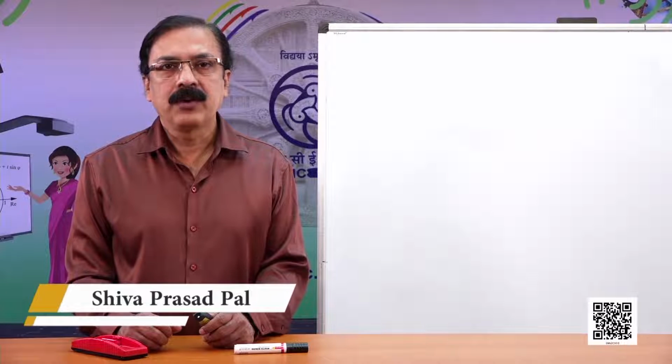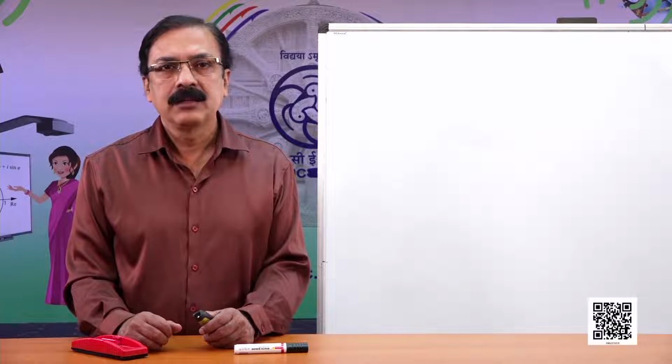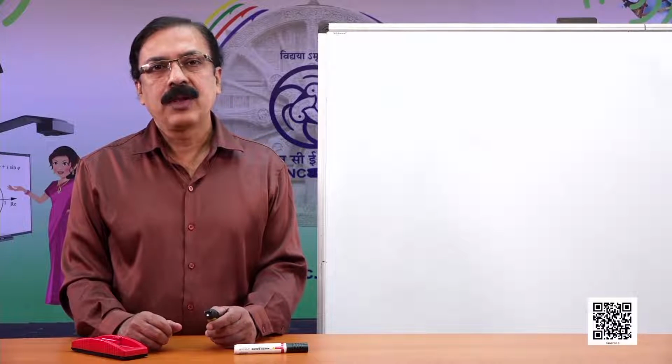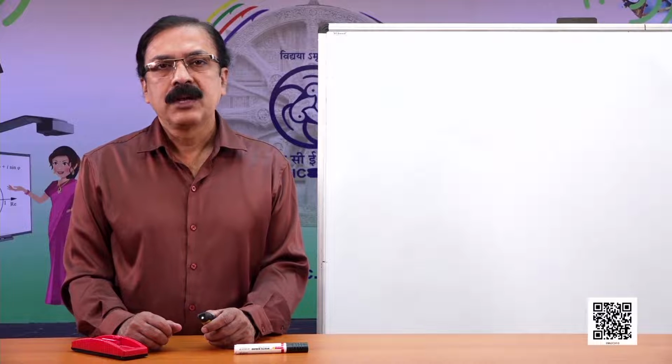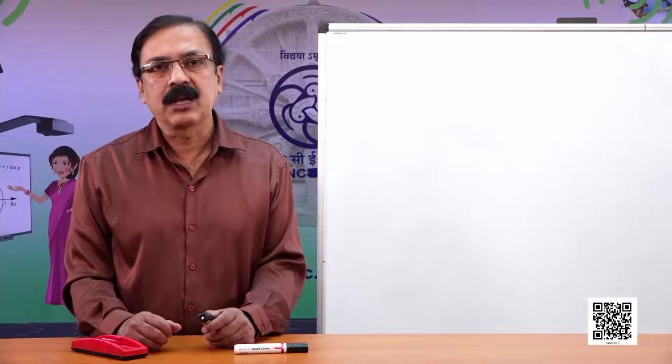Today we are going to discuss from class 9 mathematics book, chapter 10, Circle, part 5. Dear students, today we are going to discuss equal chords and their distances from the center of the circle.